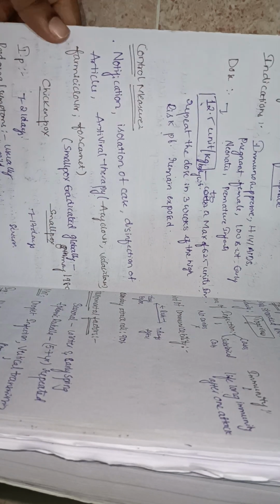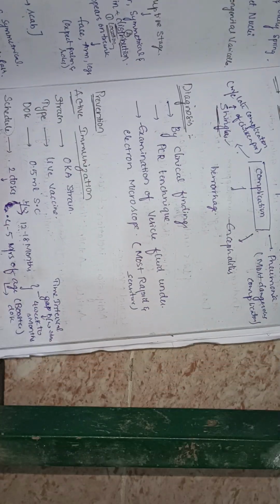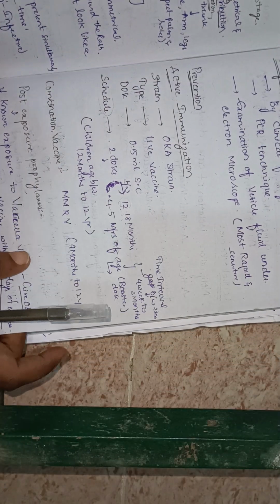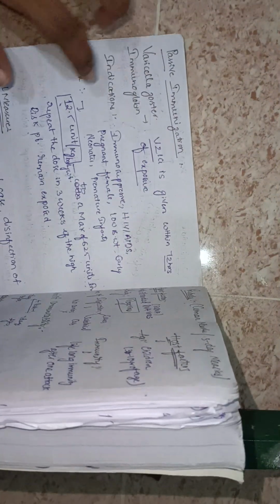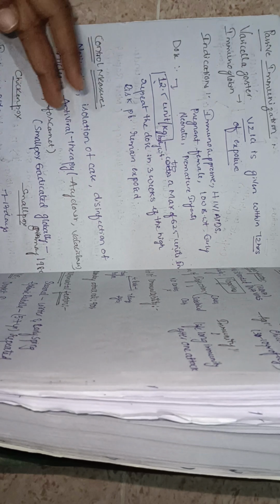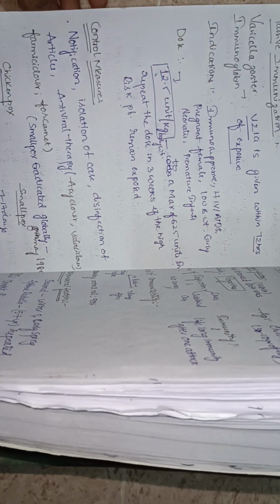Sometimes they will ask in bits what prevention means. We can write about active immunization, about the varicella vaccine. Next, post exposure prophylaxis also you can write. Next, passive immunoglobulins you can write about, and the dose is important. Next comes control: notification, isolation, disinfection and antiviral therapy, you can write this. Okay, sometimes they will ask in short.